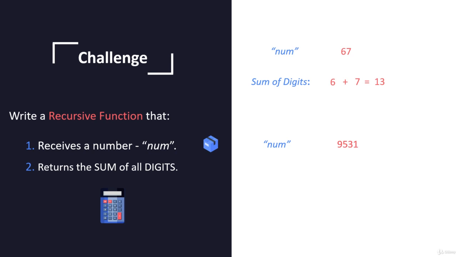9531, so the sum of digits is going to be calculated in the same way, right? Because we use recursive calls, we divide it into subproblems, and it doesn't matter how many digits there are in a given number, as long as we know the formula for how to divide it into subproblems and make our recursive calls. So in this case, if we want to know the sum of digits, we will simply sum up 9 plus 5 plus 3 plus 1, which gives us a total of 18.